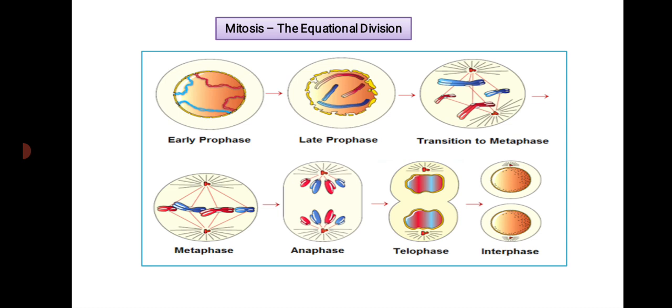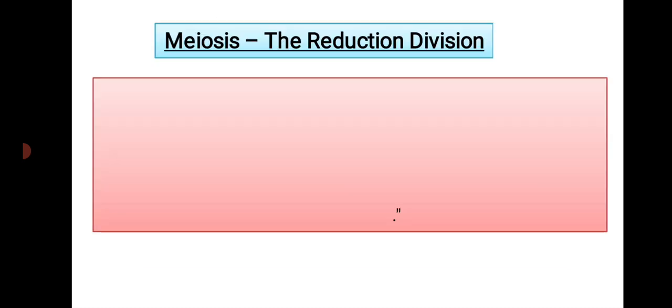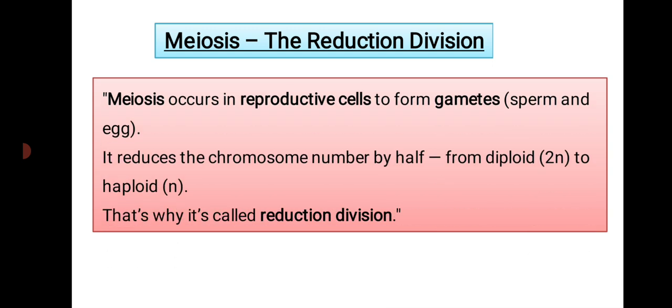Next, move on to meiosis. Meiosis is also called the reduction division. Meiosis mainly occurs in the reproductive cells to form gametes, that is the sperm and the egg. It reduces the chromosome number by half, from diploid, that is 2n, to haploid, that is n. So that is why it is called the reduction division.